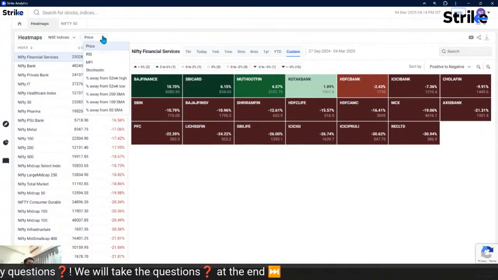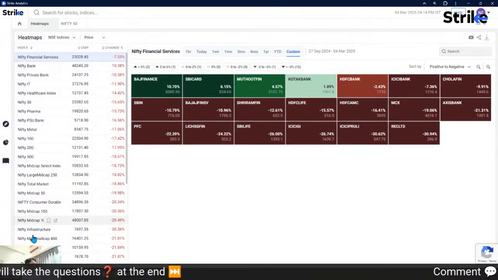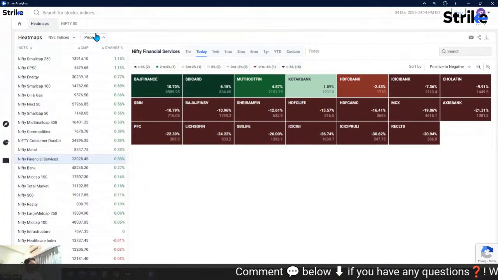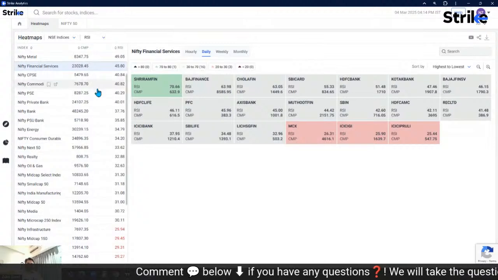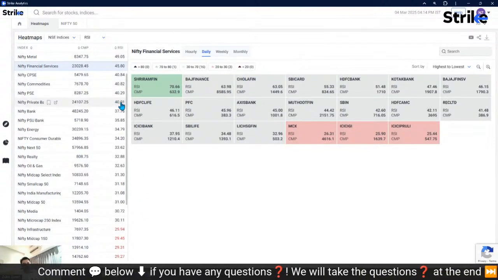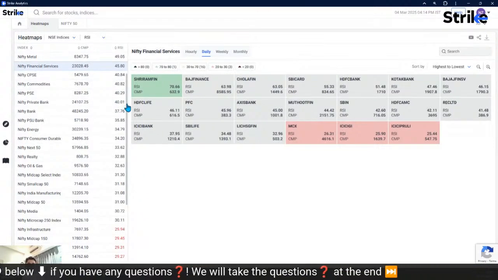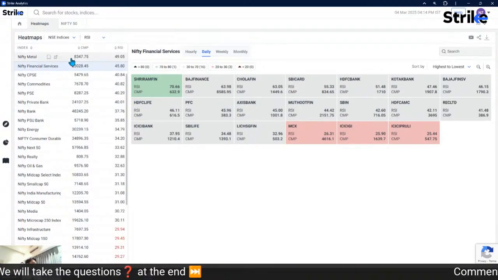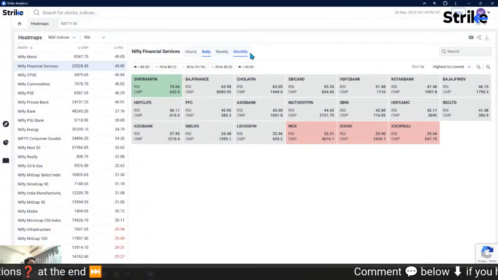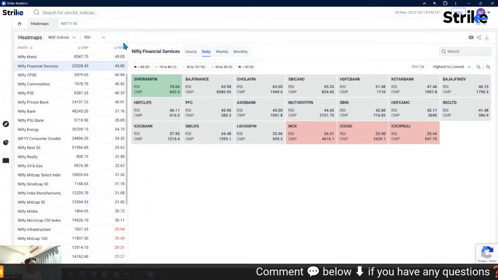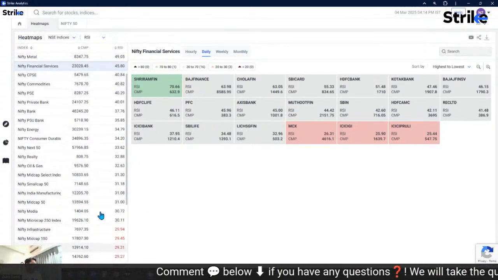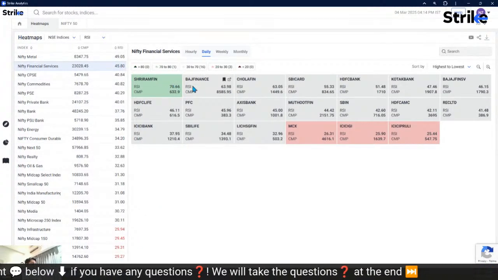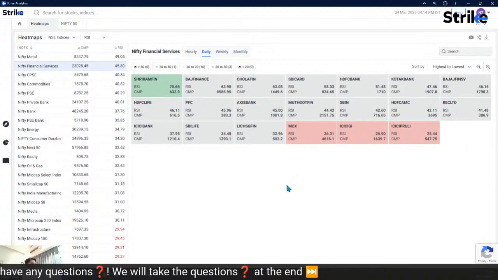Now the next thing is, there is one more way. Let's take up RSI. Instead of price, we'll click on RSI. So we got RSI heat maps. Now this is something very unique that you will find on Strike platform. On the hourly, daily, weekly, and monthly time frame chart, where is RSI for all these particular sectors? Is it oversold? Is it overbought? So along with the RSI values, there is this heat map that comes up.